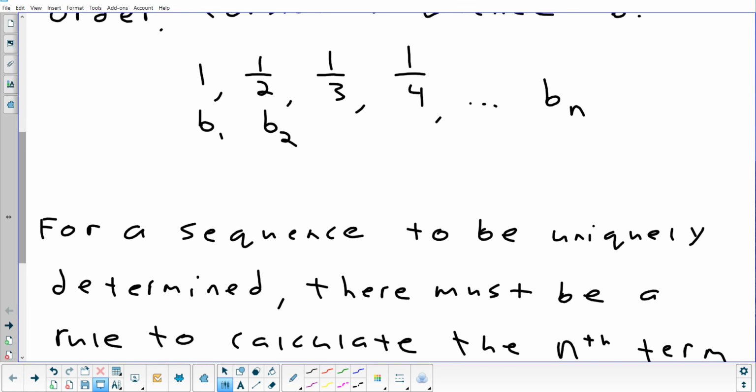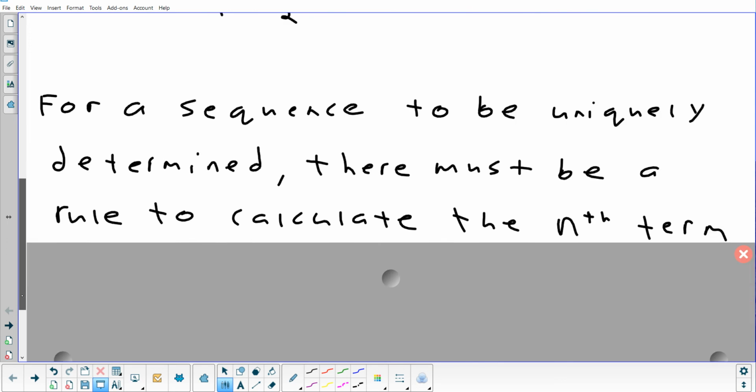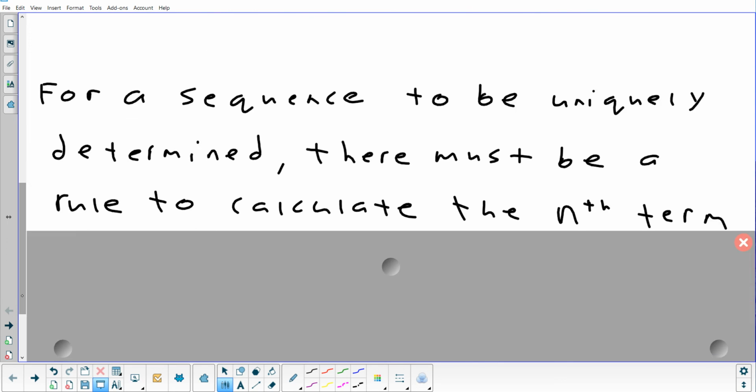For a sequence to be uniquely determined, there has to be a rule to calculate the terms. There has to be some type of rule to calculate the nth term. We're going to talk about two different types of rules. One type allows you to directly find any term you want. So if you want to know the 3,407th term, you can plug in the number 3,407 into a formula, and it'll give it to you.